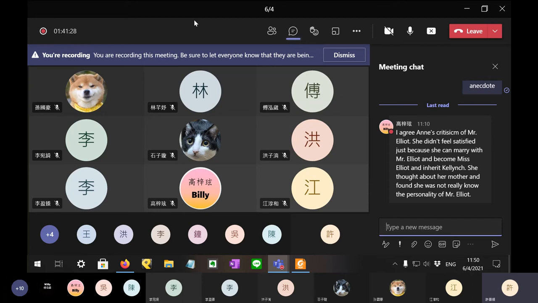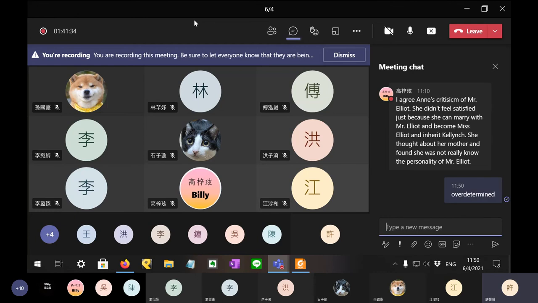The criticism of this kind of design is that it is overdetermined, which means that it is determined or decided not just by what happens in the story, but also by the design of the movie or of the novel or of the play. It's more than determined, it's overdetermined. And today we don't think that's very good art.